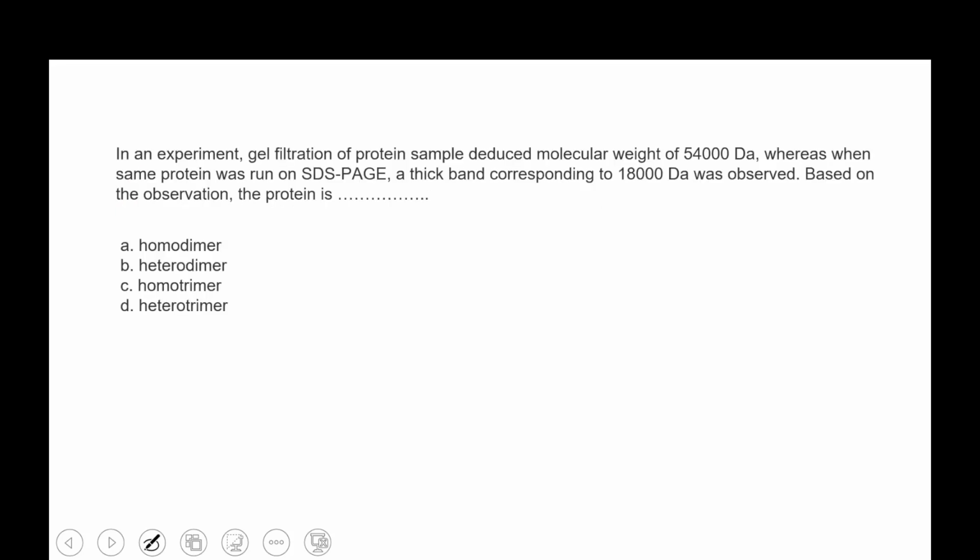Okay, so this is interesting. In an experiment, gel filtration of a protein sample deduced a molecular weight of 54,000 Dalton, whereas the same protein run on SDS-PAGE showed a thick band corresponding to 18,000 Dalton. Based on the observation, the protein is... So how many of you know about these techniques? What is gel filtration? Anyone, try to answer. What is gel filtration?